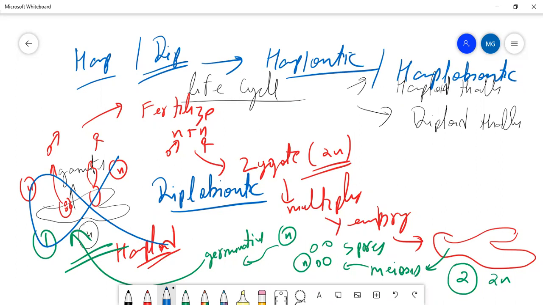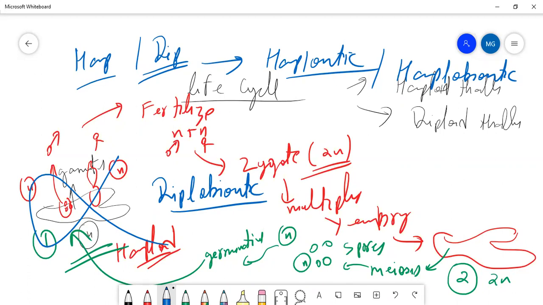When I say diplobiontic, what comes to your mind? Both the members are representative of the life cycle. When I say haplontic, it means either a diploid is dominant or a haploid is dominant. Both will not coexist. Okay? So this should be very, very clear.